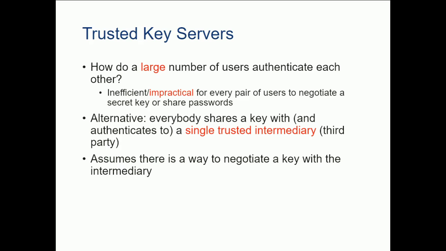Many authentication protocols need the two communicating parties to share a secret key in advance before authentication. But it's easy to see that it's very inefficient and sometimes impractical for every pair of users to negotiate a secret key or share a password in advance. An alternative to pairwise pre-shared keys is that everybody shares a key and authenticates himself or herself to a single trusted intermediary, a third party.